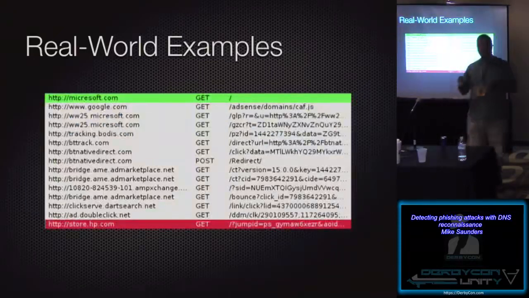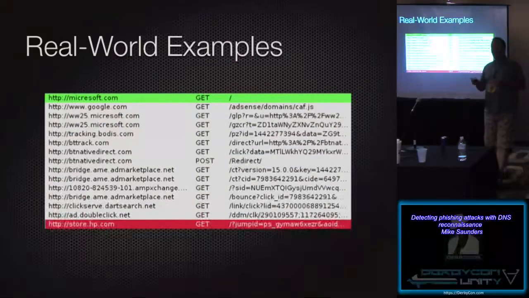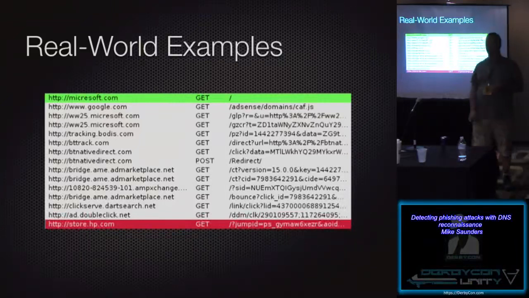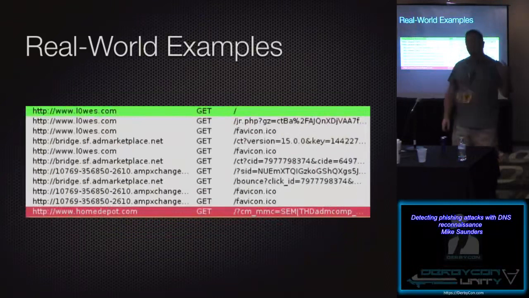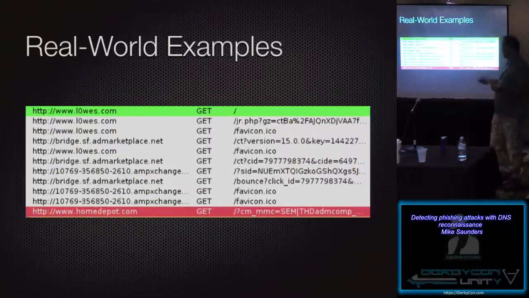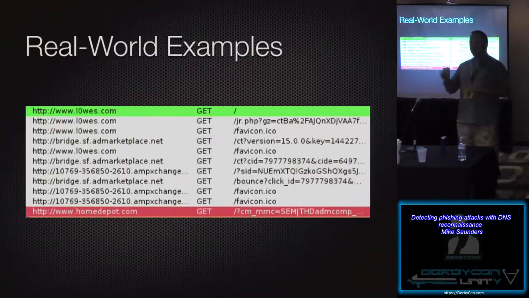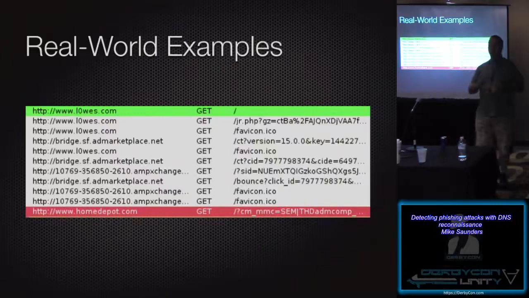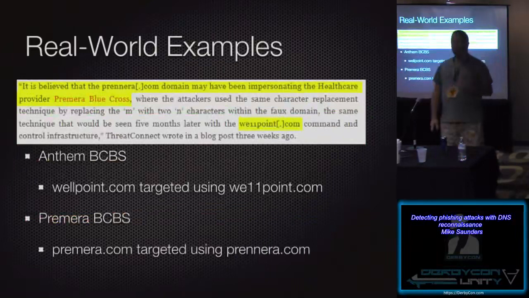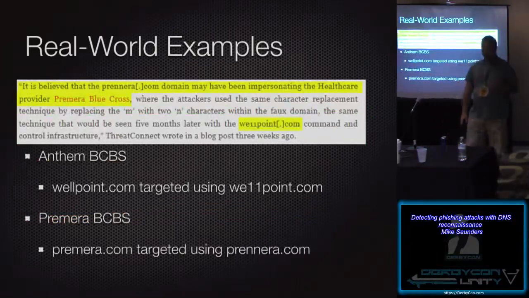In the case of Microsoft, I went to Microsoft, and I ended up at store.hp.com after bouncing through a bunch of advertising networks. In the case of Lowe's with a 0, I ended up at Home Depot after bouncing through advertising networks. Now, these are your traditional kinds of typo squatting. So the question is, are we seeing these kinds of typo squatting used in real-world phishing attacks with real-world implications? The answer is absolutely yes. Things like Anthem and Primera. We all heard about them earlier this year.